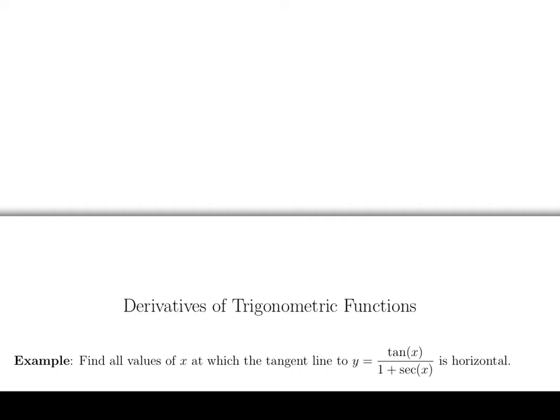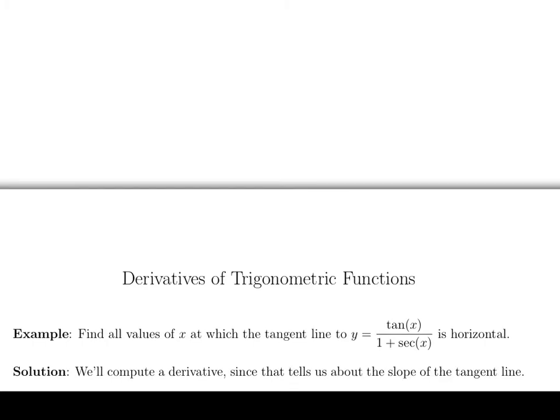Hello, calculus fans. In this problem, we're going to try to find all values of x at which the tangent line to the curve y equals tangent of x over 1 plus secant x is horizontal. Basically that means we need to compute a derivative and set that equal to 0. That's how we'll know when the tangent line is horizontal.